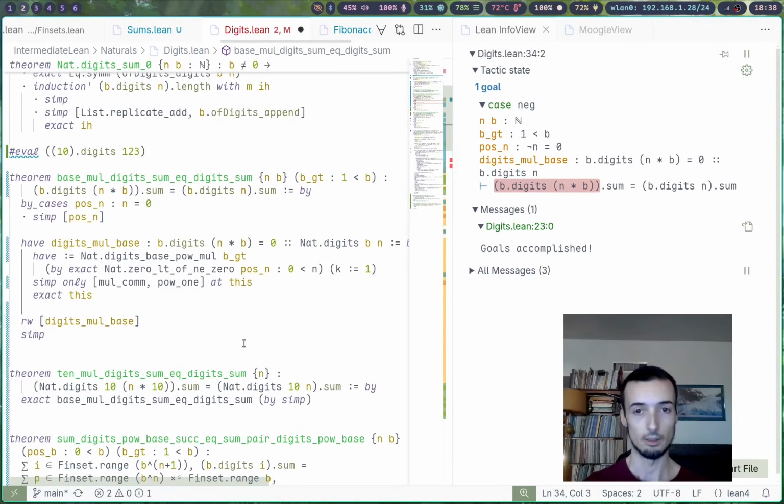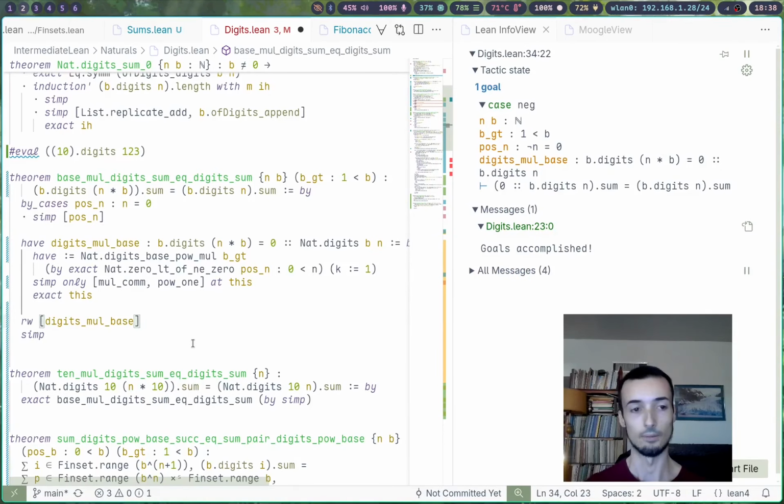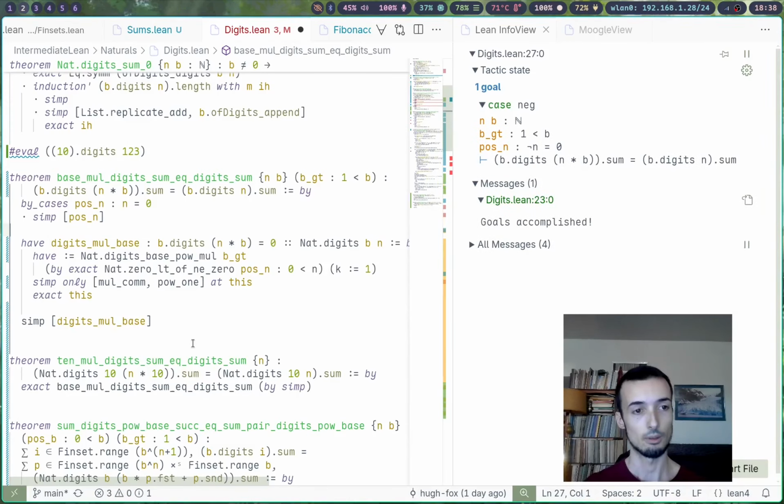So we rewrite digits mul base, and then we get this expression. And then simplification will take care of that. We can do that in one step if we wanted to, and then we're done. We can also do this a little bit more elegantly.